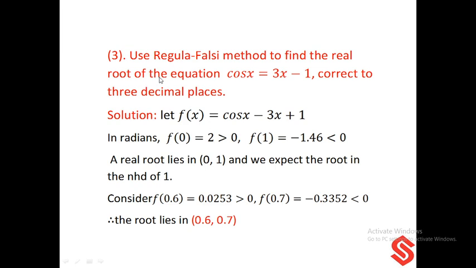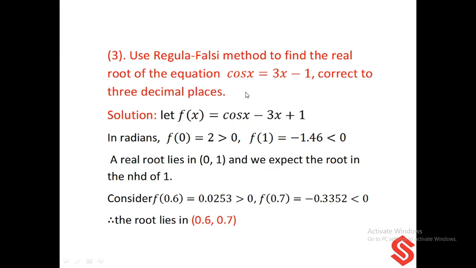Next, third problem. Use regula falsi method to find the real root of the equation cos x is equal to 3x minus 1, correct to 3 decimal places. Let f of x is equal to cos x minus 3x plus 1. Then substitute the values. Since we have the trigonometric function cosine here, the values should be substituted in radians while simplifying.